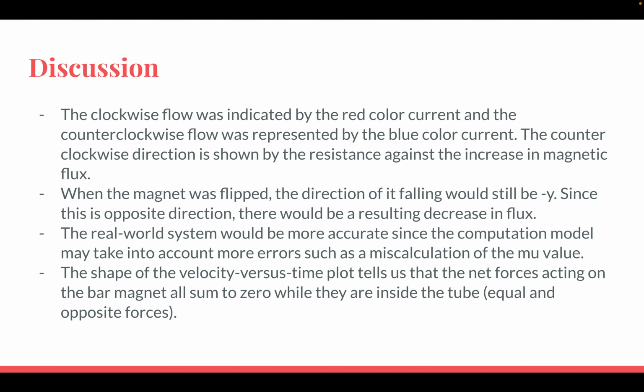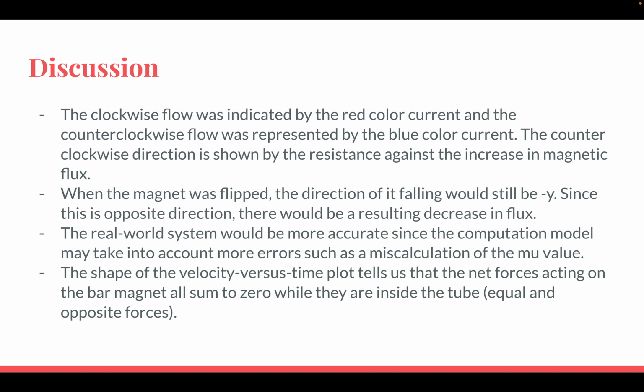So the clockwise flow was indicated by the red color current, and the counterclockwise flow was represented by the blue color current. The counterclockwise direction is shown by the resistance against the increase in magnetic flux. And if we flip the magnet, the direction of it falling would still be in the negative y direction, the same direction. Since this is the opposite direction, there would be a resulting decrease in flux, and so the flux would decrease because it's going in the opposite way.